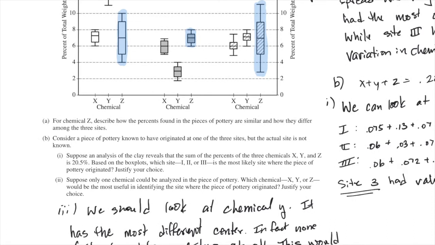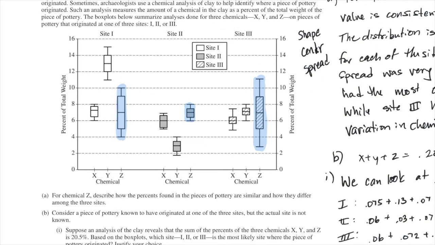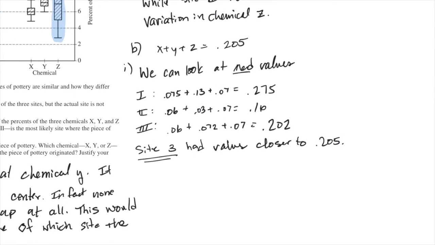In part 1, it said, suppose that if you added up all of those chemical results, and they all added to about 20.5%, what site do you think it would come from? Which site, 1, 2, or 3, is the most likely site from where your pottery piece originated? In part 1, I took the approach of looking at the centers of each of my sites. If I look at the graph, I was trying to say, well, if I added up those middle values for Site 1 and then Site 2 and then Site 3, I'm curious which sum gets closer to 20.5.